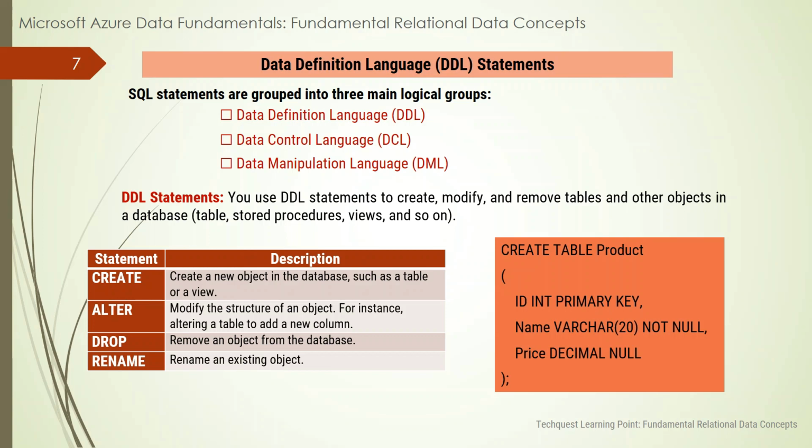The data types available for columns in a table will vary between database management systems. However, most database management systems support numeric types such as int, an integer or whole number, decimal, a decimal number, and string types such as varchar. Varchar stands for variable length character data. For more information, see the documentation for your selected database management system.